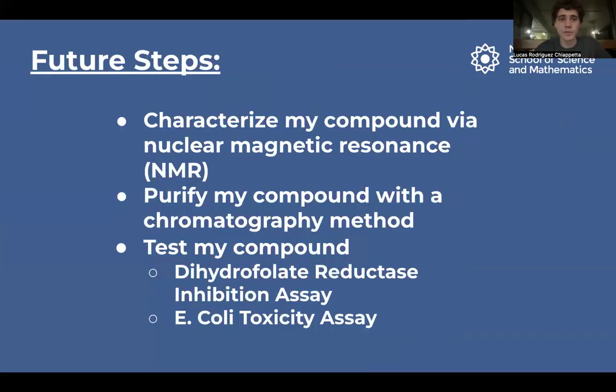The future steps I want to pursue are to characterize my compound with nuclear magnetic resonance, specifically carbon NMR. I want to purify the compound with chromatography, and I want to test it with a DHFR inhibition assay and an E. coli toxicity assay.